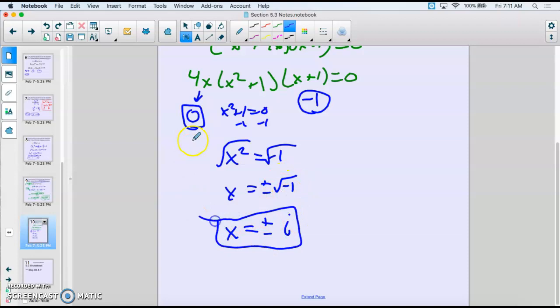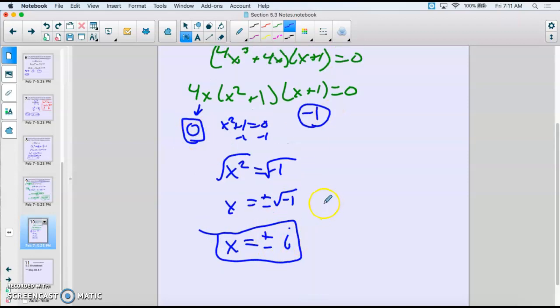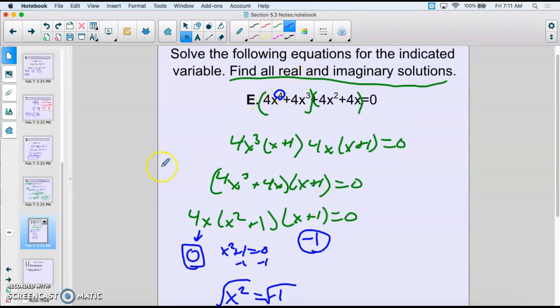Okay. And so now we have 1 zero, 2 zeros, 3 zeros, and 4 zeros. And so that's how many we needed. And we're done.